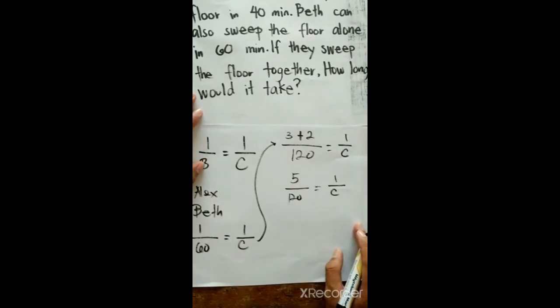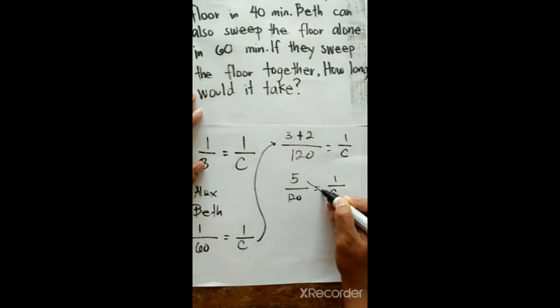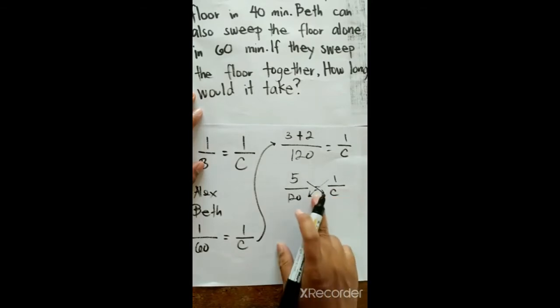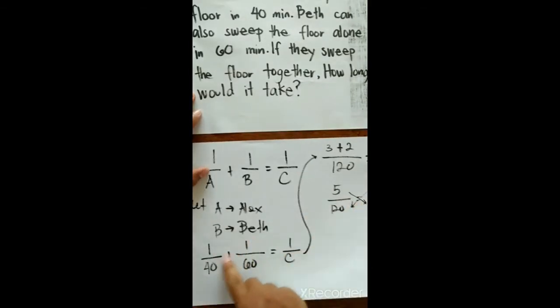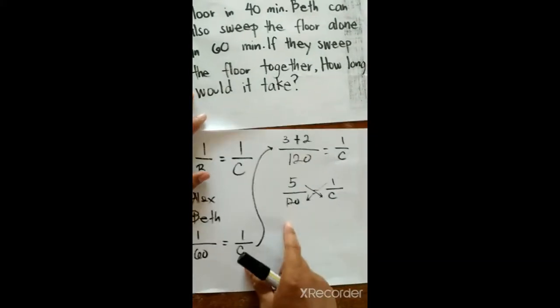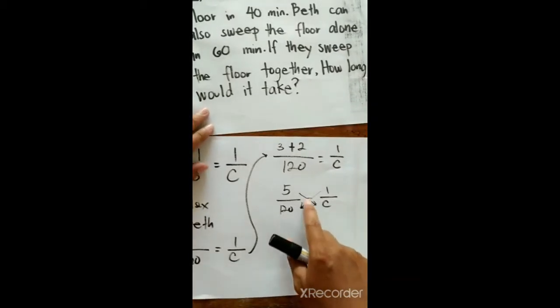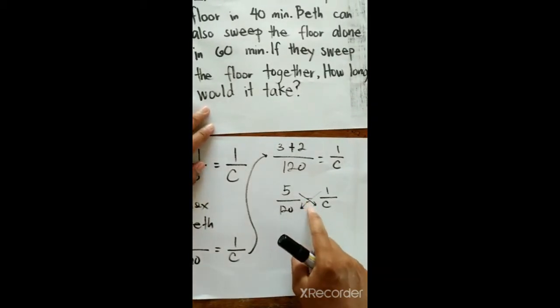So this time we are going to cross multiply. Always remember that you can only cross multiply when the sign in between is an equality sign. You cannot cross multiply here because it is addition. So always do the cross multiply when we have the equality sign in between.